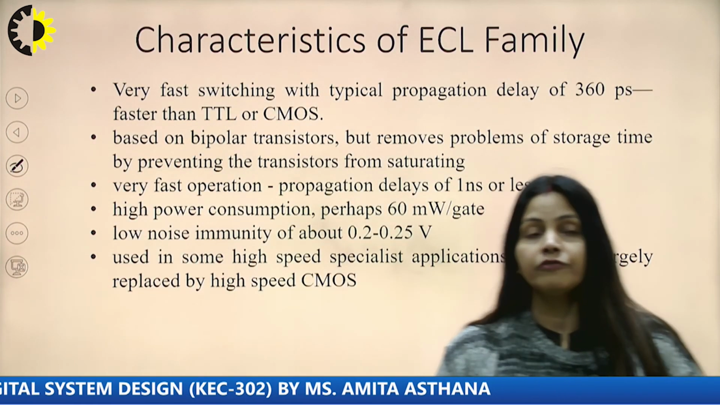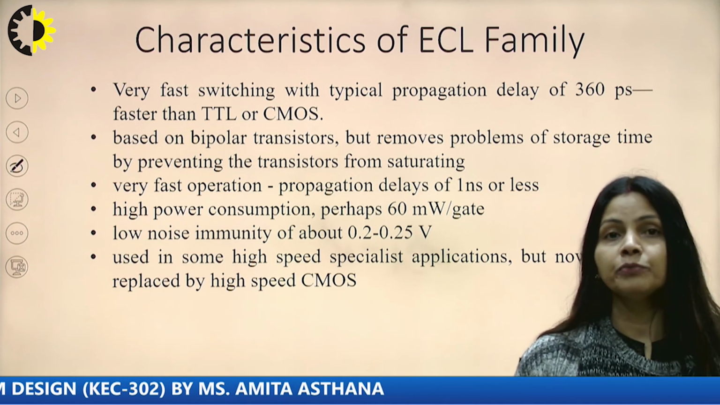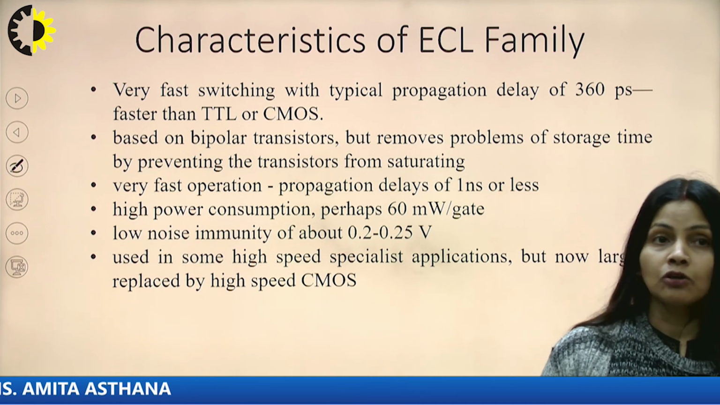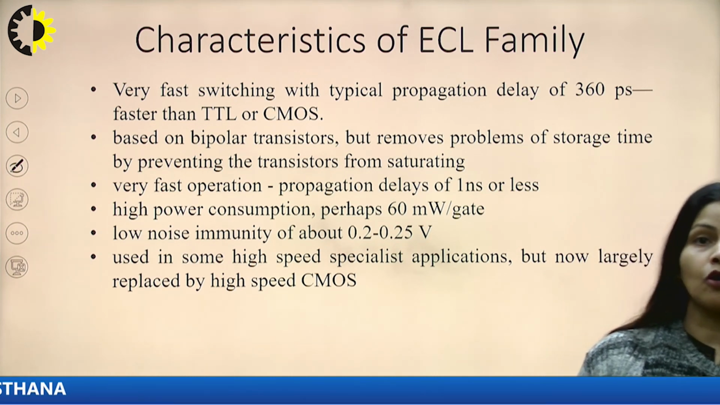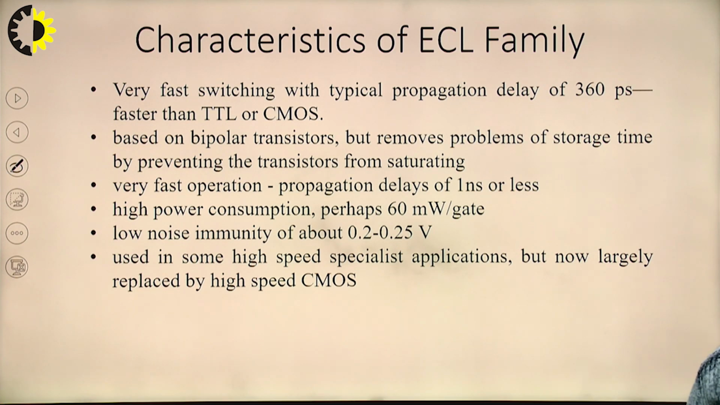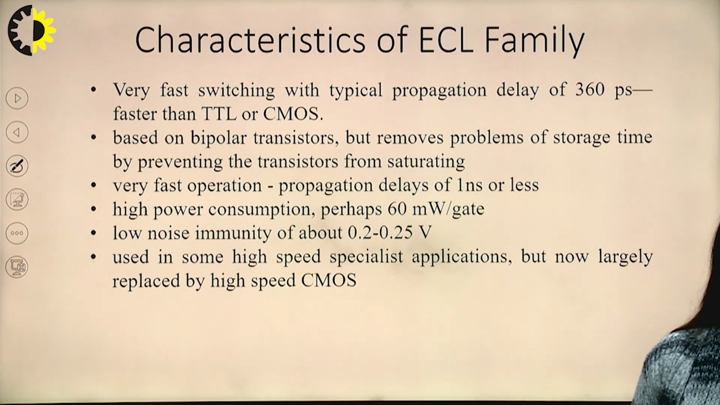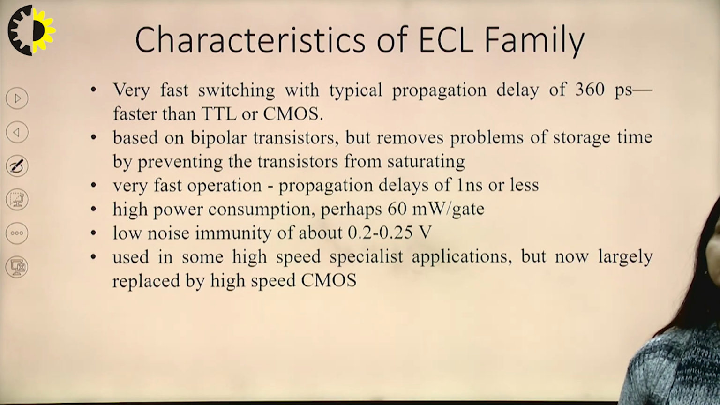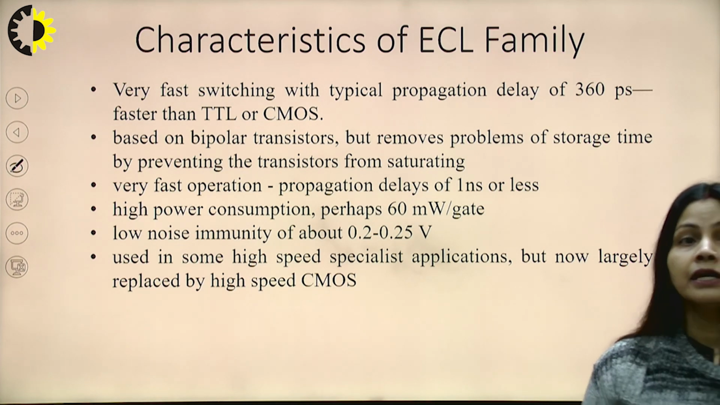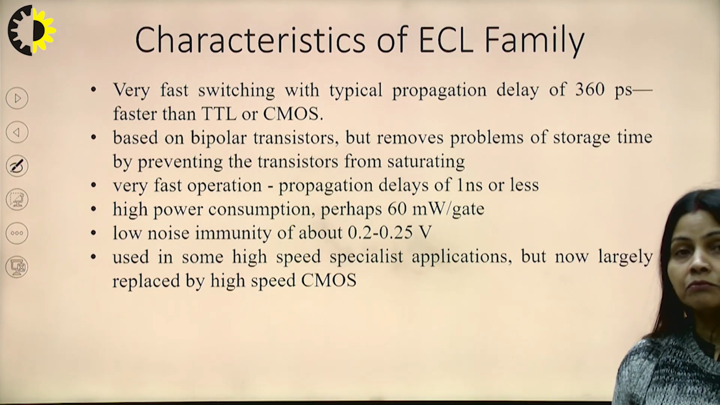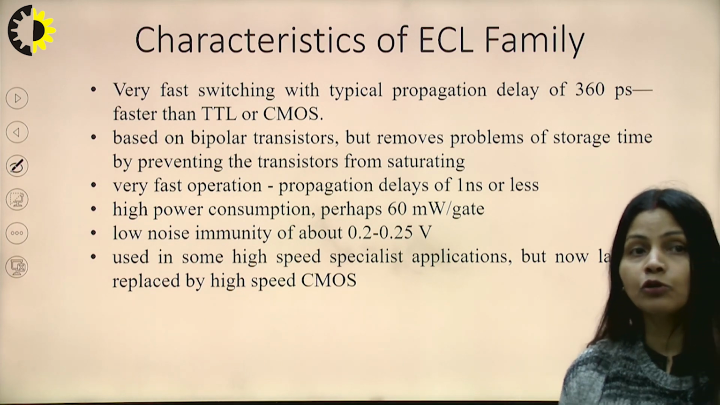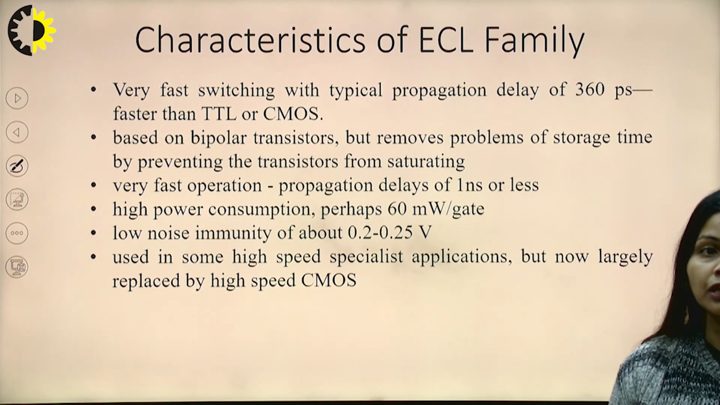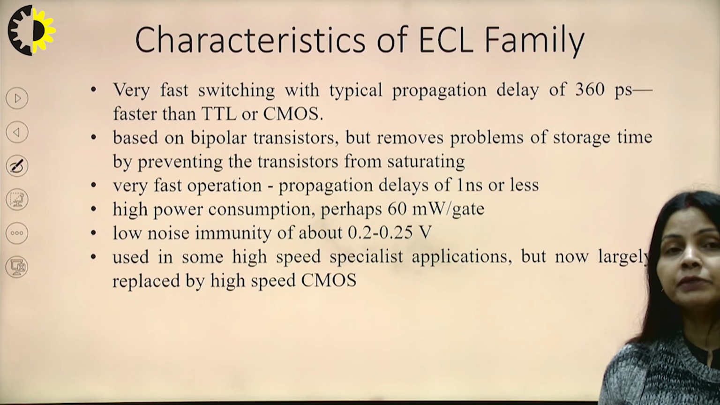Now the characteristics of the ECL family: fast switching, I told you, because the transistors are not going into saturation, and being based on bipolar transistors, the problem of transistors going into saturation can be avoided. So fast operation is there, propagation delay is 1 nanosecond or very less, and high power consumption. This is a drawback, and low noise immunity, and it is used in some high speed specialist applications, but now they can be replaced by high speed CMOS. Thank you.